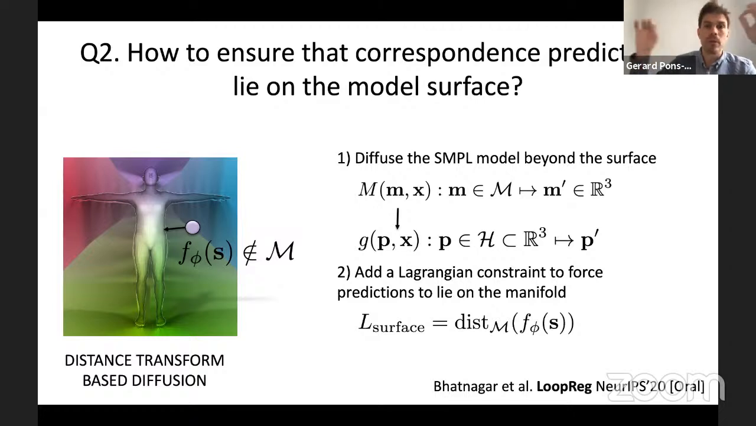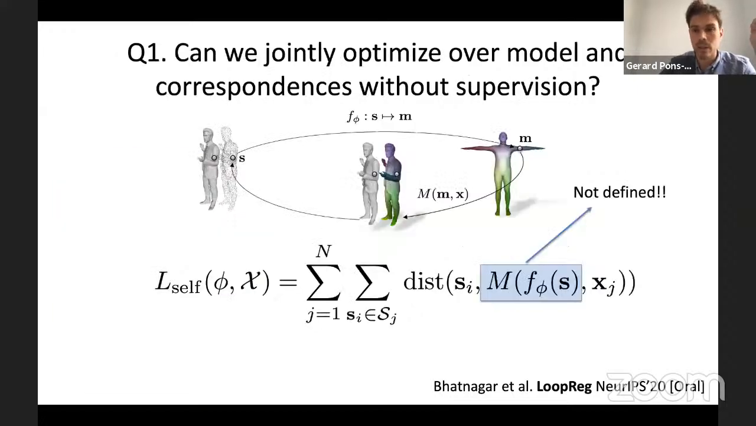But still, I don't want to keep predicting points further and further away from the surface, right? That's not what I want. So I can add a constraint, which is a Lagrangian constraint, to force the predictions to lie on the manifold. So what am I going to require? I'm going to require that the model point f phi of s, this is the prediction of the neural network, should evaluate to 0, because then it means it's on the manifold. So basically I need this L surface. This is a constraint that says I want the distance to be as small as possible. And that's it.